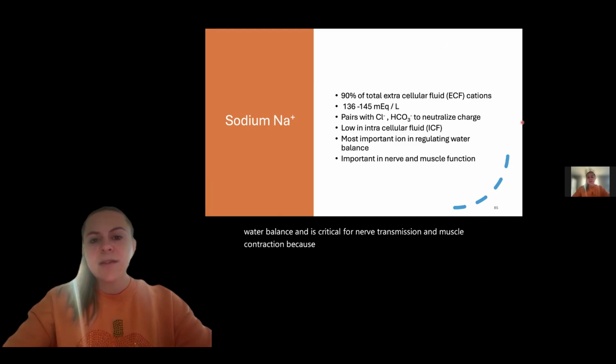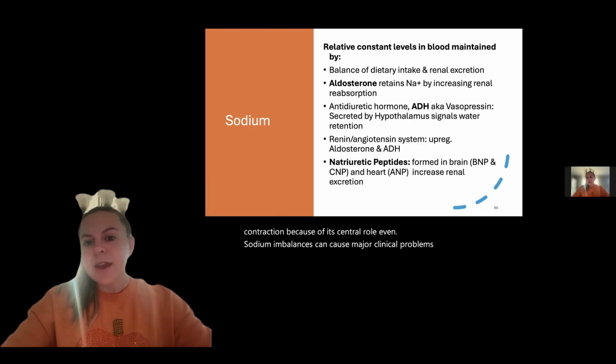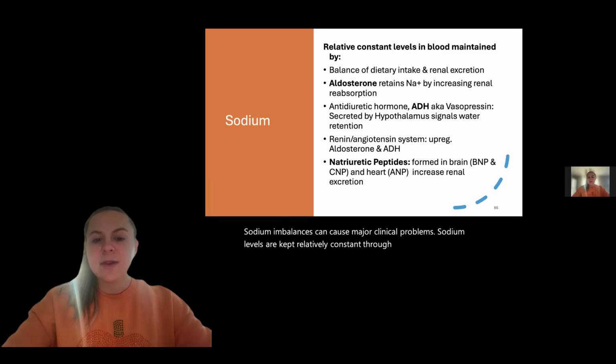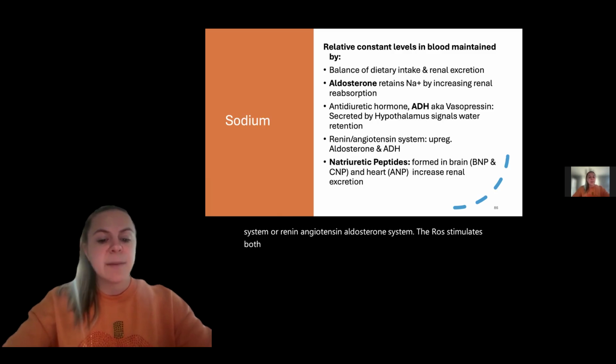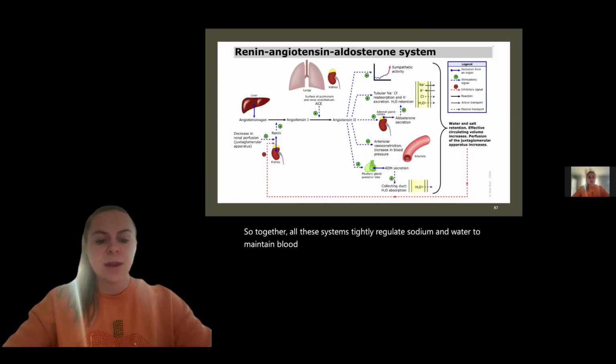Because of its central role, even small sodium imbalances can cause major clinical problems. Sodium levels are kept relatively constant through a balance of intake and renal excretion, and several hormones help to regulate this process. Aldosterone promotes sodium retention, antidiuretic hormone, or vasopressin, signals water retention, and the renin-angiotensin-aldosterone system, or RAAS, stimulates both. On the other hand, natriuretic peptides promote sodium excretion. So together, all these systems tightly regulate sodium and water to maintain blood pressure and fluid balance.